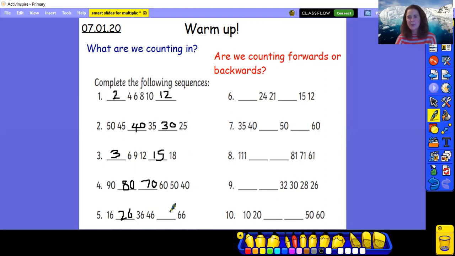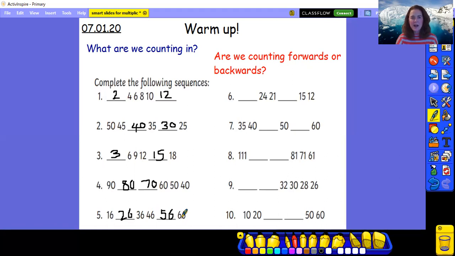What's 10 more than 46? Use your 100 square. Have a look. 10 more than 46 is 56. Because do you remember, when we count in tens from any given number, the ones digit stays the same and the tens digit goes up by 10 or down by 10, depending on whether you're counting forwards or backwards. So were we counting forwards or backwards on that one? Shout it out at the screen. Yes, we were counting forwards. 16, 26, 36, 46, 56, 66.